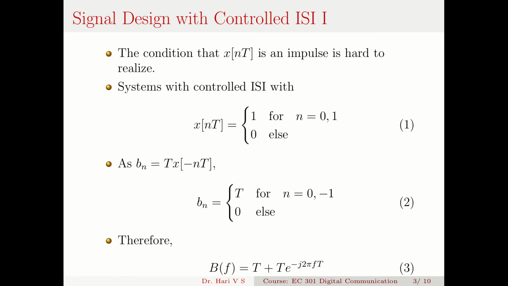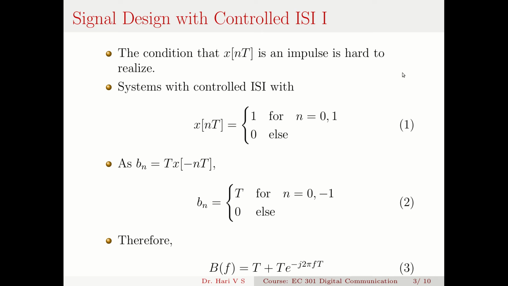So the condition is that x(nT), that is the sampled version of x(t). What is x(t)? x(t) is g(t) convolution c(t) convolution h(t). g(t) is your transmitter filter, c(t) is the channel, and h(t) is your receiver filter. Now this condition, that x(nT) is an impulse, is hard to realize. So instead we go for a relaxed condition.